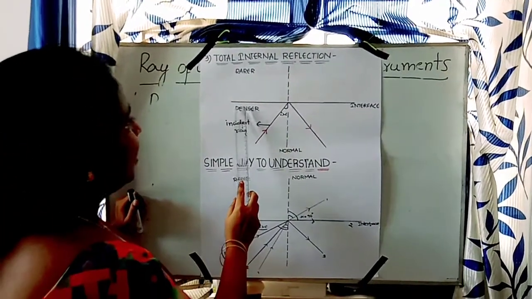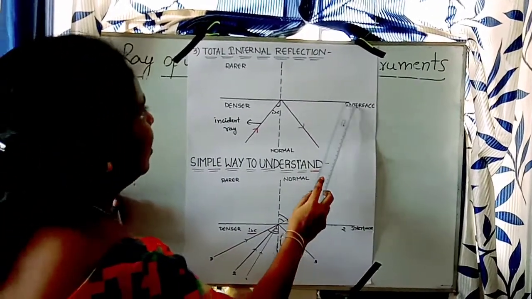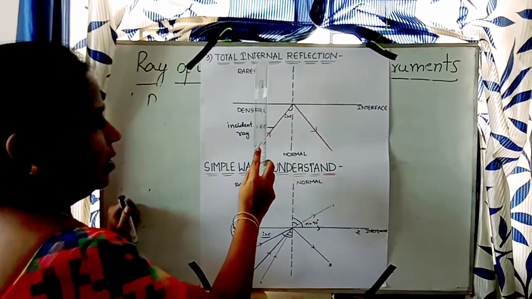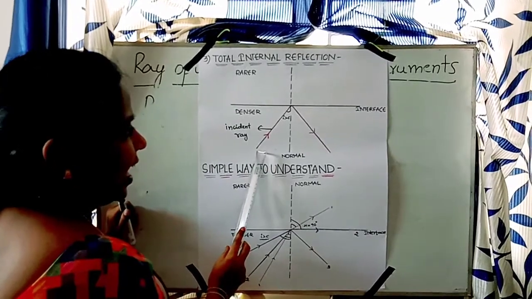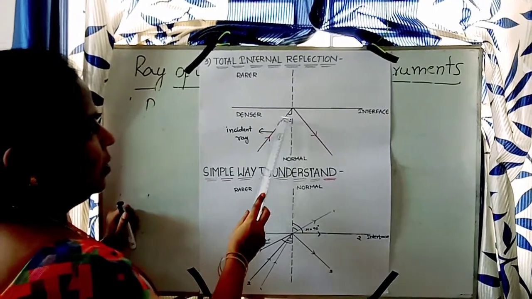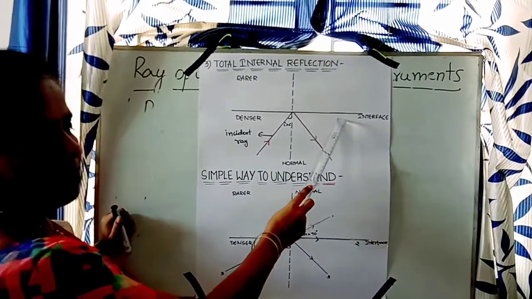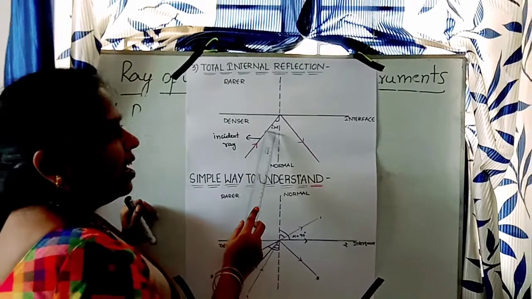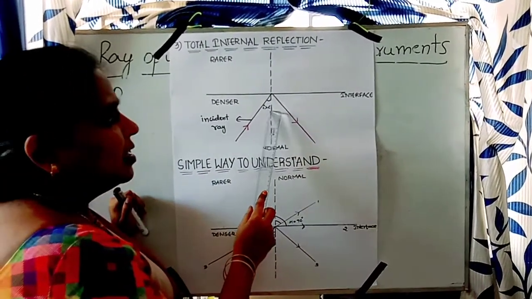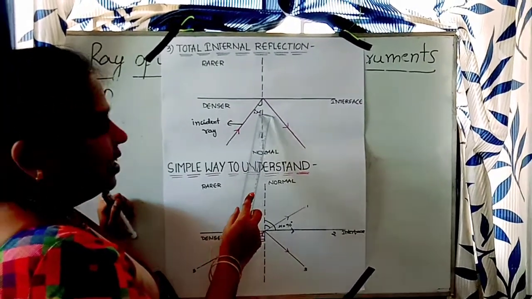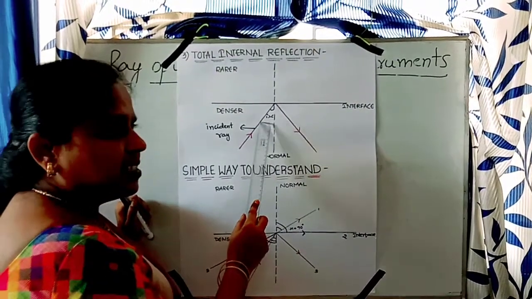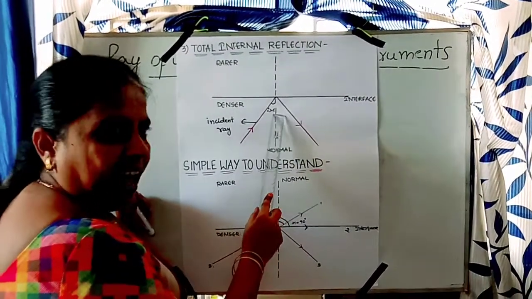Here also we take this interface, and this is the denser medium, and this is the rarer medium, and this is the incident light ray. This light ray is incident on the interface. Here we see the angles: I is the angle of incidence, and C is the critical angle. Here I is greater than C. That means the angle of incidence is greater than the critical angle.